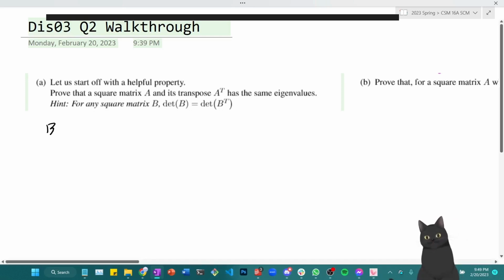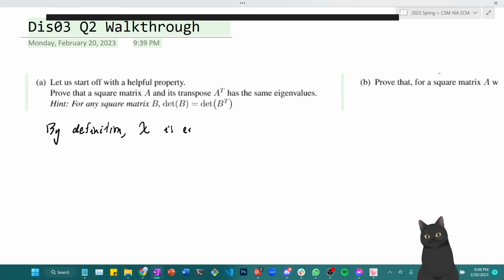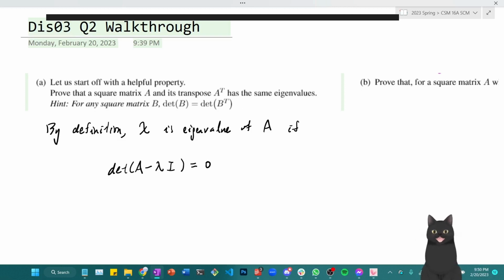By definition, lambda is an eigenvalue of A if the determinant of A minus lambda I is equal to 0. In other words, if I have an eigenvalue lambda for this matrix A, then the determinant of A minus lambda I is indeed equal to 0, and via our hint, we also know that the determinant of (A minus lambda I) transpose should also be 0.